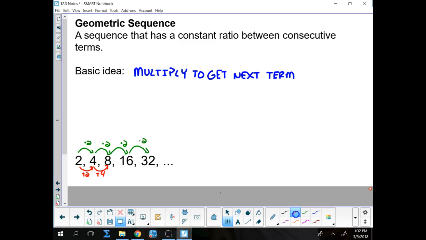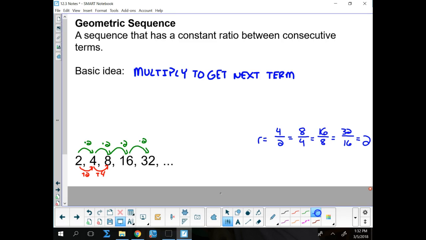So in this particular case, my R value is equal to 4 divided by 2, or 8 divided by 4, or 16 divided by 8, or 32 divided by 16. Either way, all of those are 2. Any term divided by the term right before it gets me R. Okay? So, R can be positive.